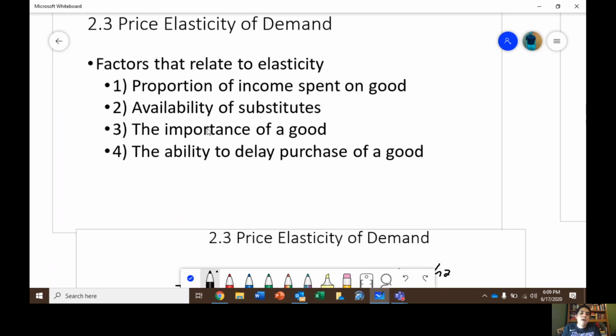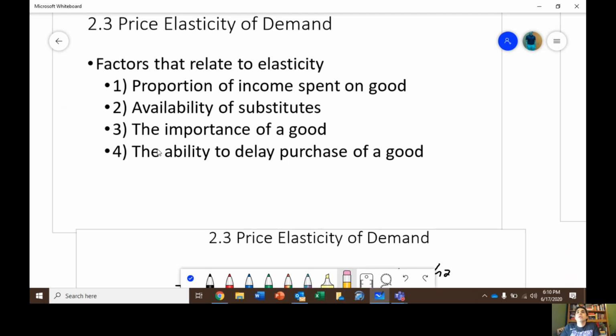The availability of substitutes, we talked about this. And so maybe Oxycontin is a more elastic good relative to heroin because heroin is a substitute, right? And if the price goes up, maybe a lot of people are moving to heroin. So the availability of substitutes, the importance of a good, right? That gets at this idea that addiction makes goods very important. You're going to be willing to spend money on stuff that you're addicted to, so me and coffee.